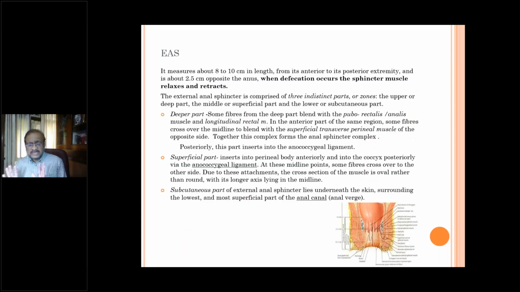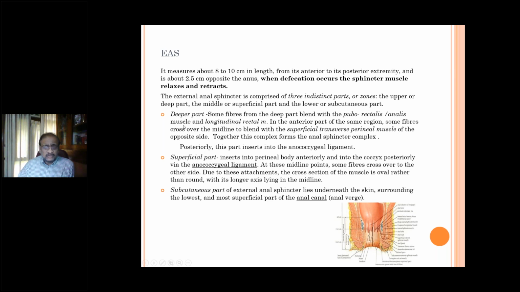Now, what is the external anal sphincter? It measures about 8 to 10 centimeters. What length are we talking about? Anterior posterior. And when defecation occurs, the sphincter muscle relaxes and retracts. It comprises 3 parts. Now, are these distinct parts? No, they have been made distinct in order to explain it. It's one single muscle with 3 different parts to it. They are not separate from each other. Remember that. They are together. But they can be differentiated into 3 parts to make the explanation easier: the deeper part, the superficial, and the subcutaneous.